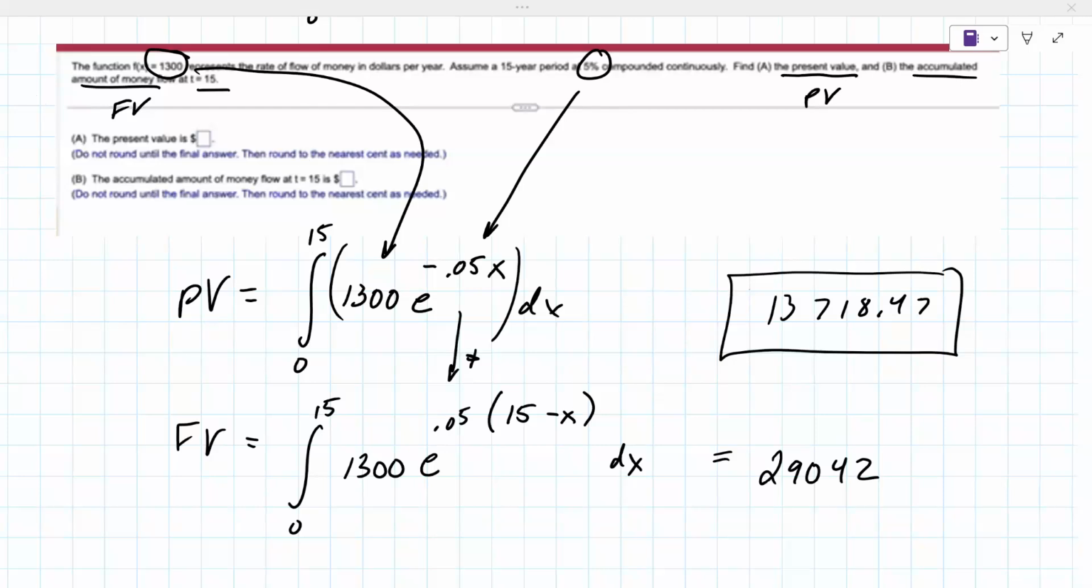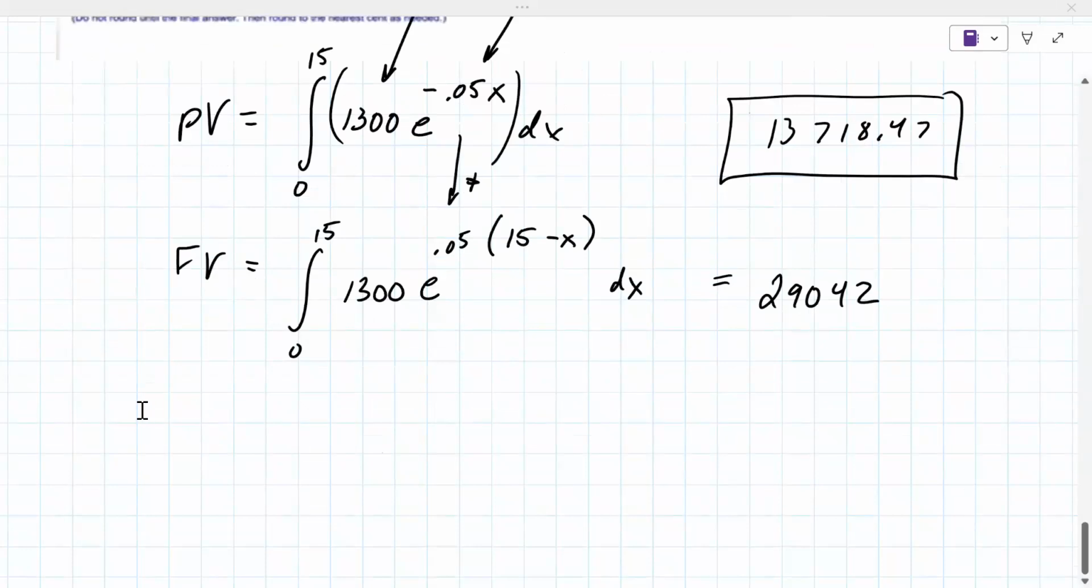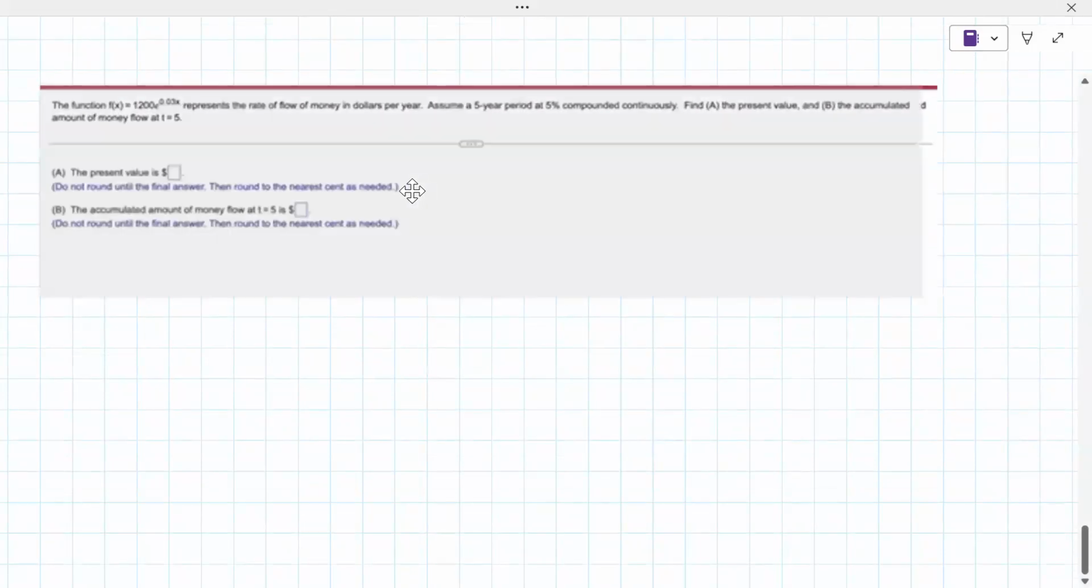So we'll do another one here. It'll make more sense when we do a couple of these in a row. You'll start noticing the pattern here. So that's the second one. Okay. All right, back to what we got here.